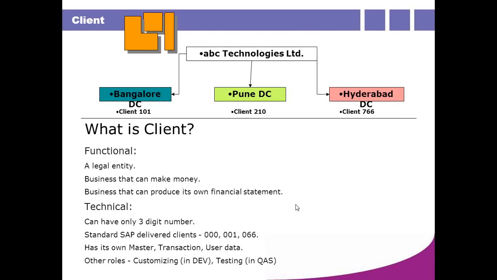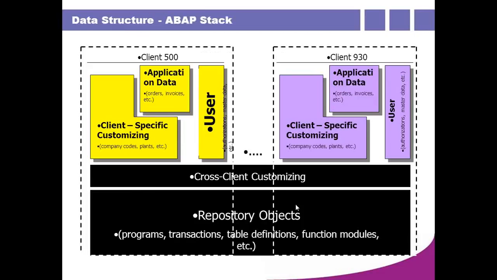Yes, I'm moving to the next slide. No questions. We will see the data structure of the client, how the system structure will be. As you're seeing in the picture, each client will have three important data areas: user master data, application data, and customizing data.